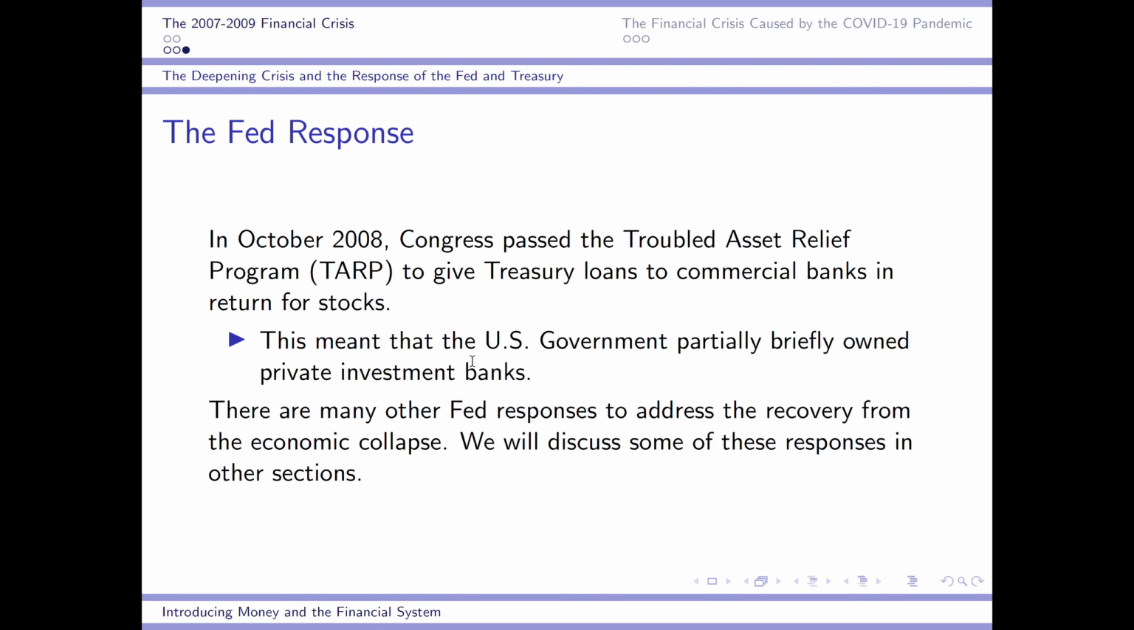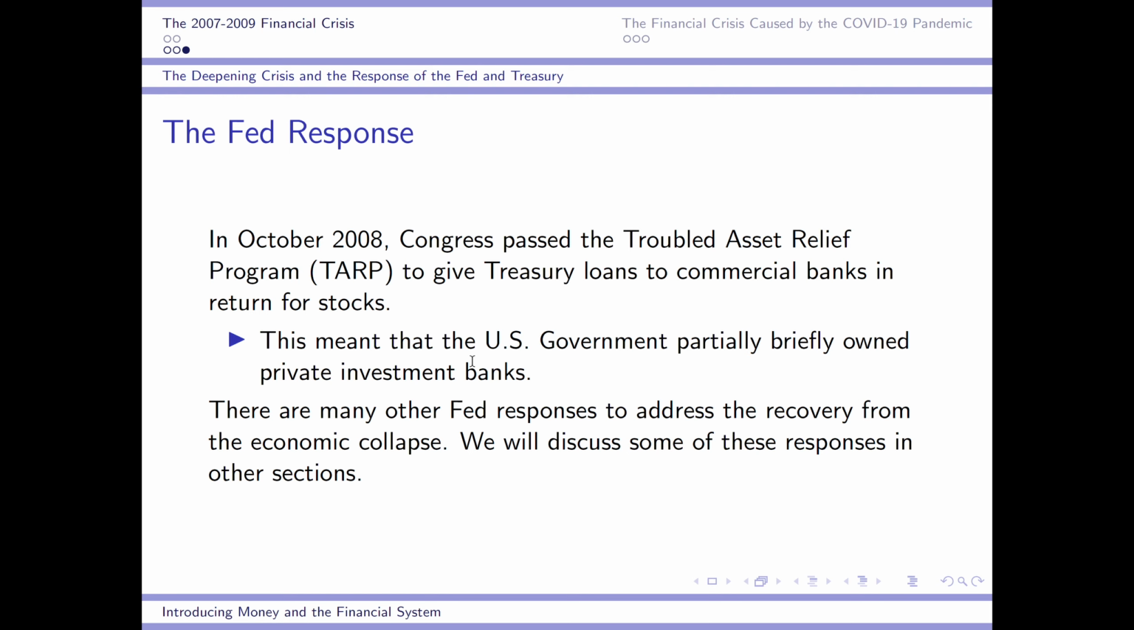Now, as an interesting side note on the TARP program, this actually meant that the US government briefly partially owned some of the largest investment banks in the world. Now, don't worry, there's no moral hazard with this because the US government quickly got rid of it, but just an interesting side note for you.